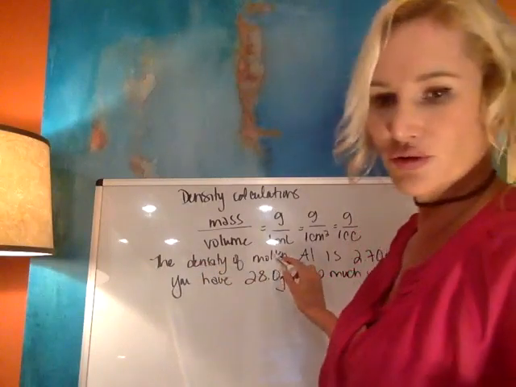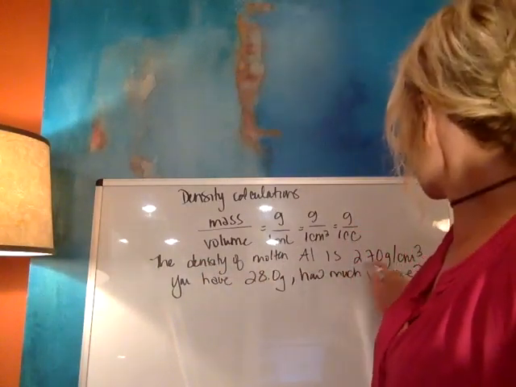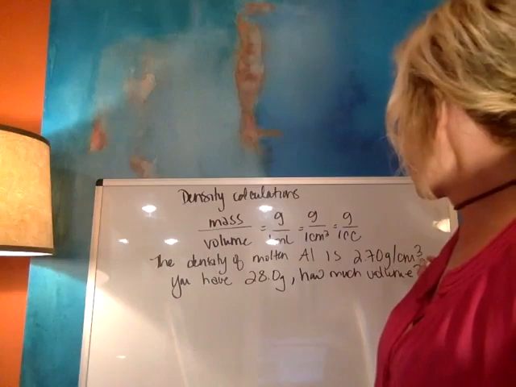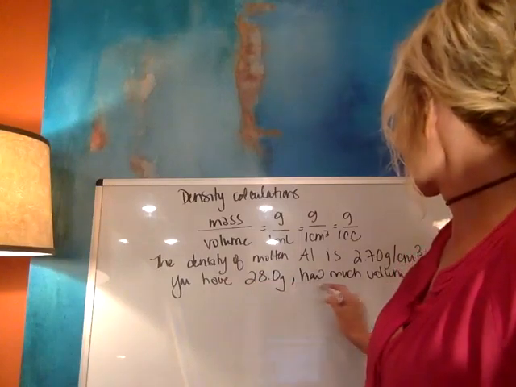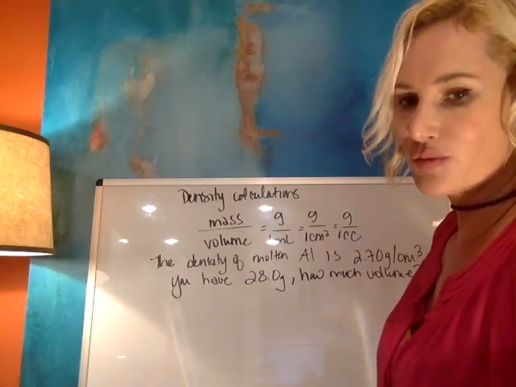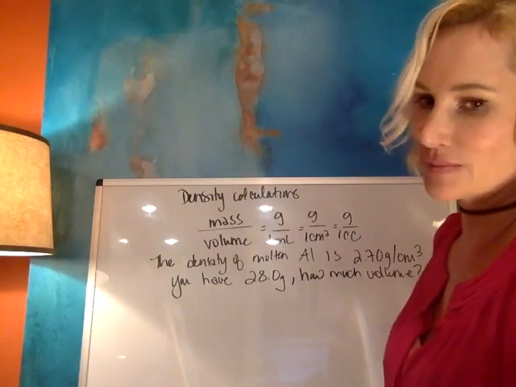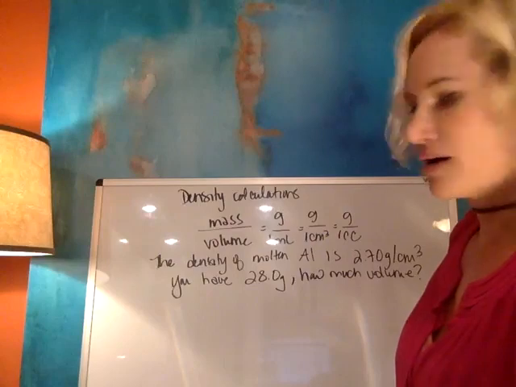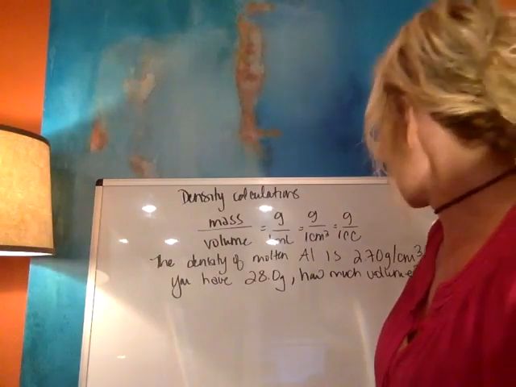The density of molten aluminum is 2.7 grams per cubic centimeter. You have 28 grams. How much volume do you have? So molten aluminum, sometimes I have students ask me what it means. It just means melted. The metal has been melted.